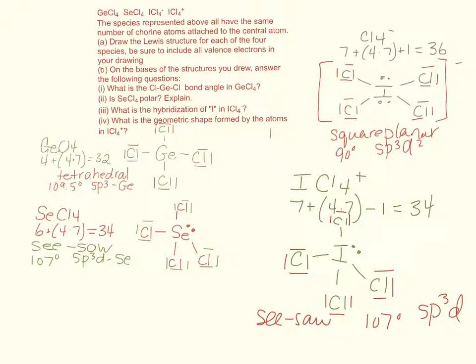For A, we draw the structures, we have our valence electrons. All right, question 1, what is the Cl-Ge-Cl bond angle in GeCl4? Okay, so we already answered that question because we put the bond angles, and it's 109.5. Right there, 109.5.